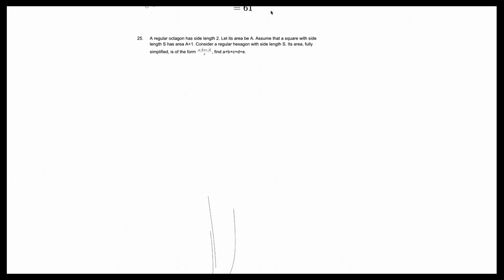So now we can use a few formulae. We know that for a regular octagon, given a side length s, the area is 2s squared plus 2s squared times root 2. So now we know the side length is 2, so we can just plug that in for s.